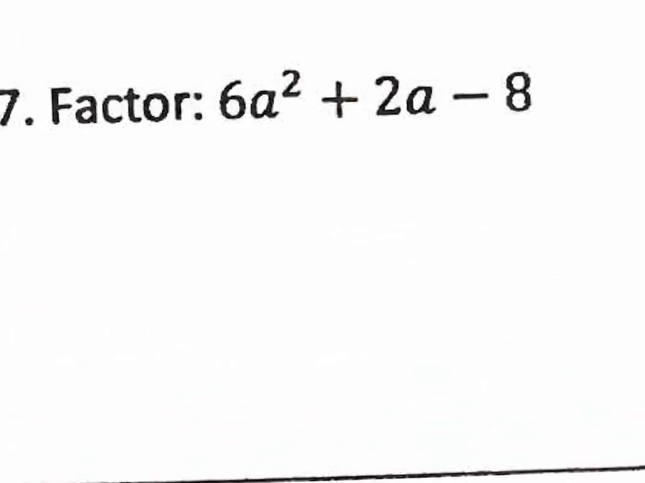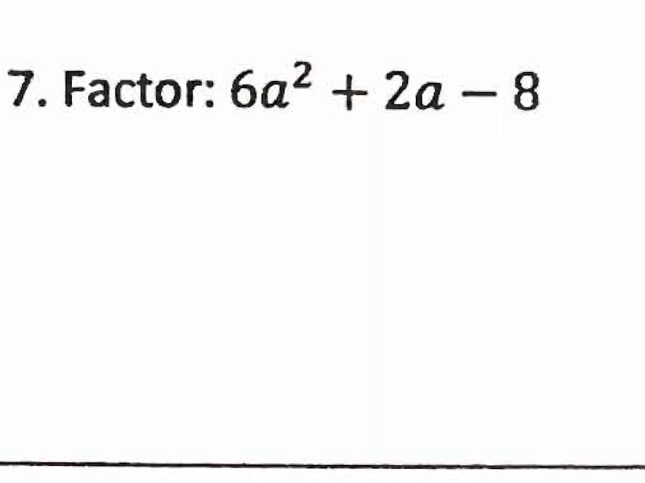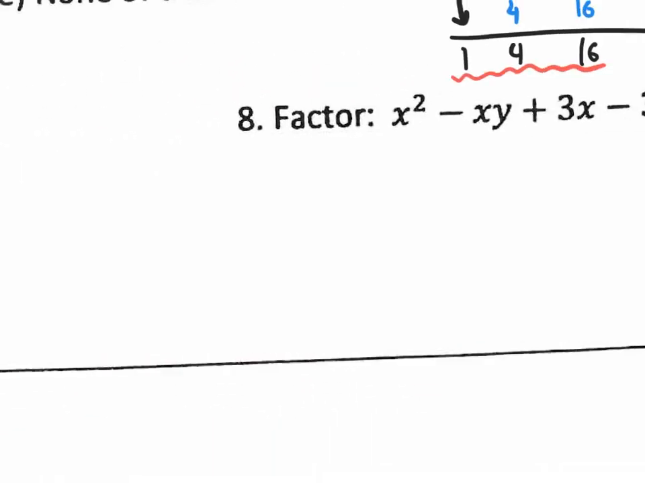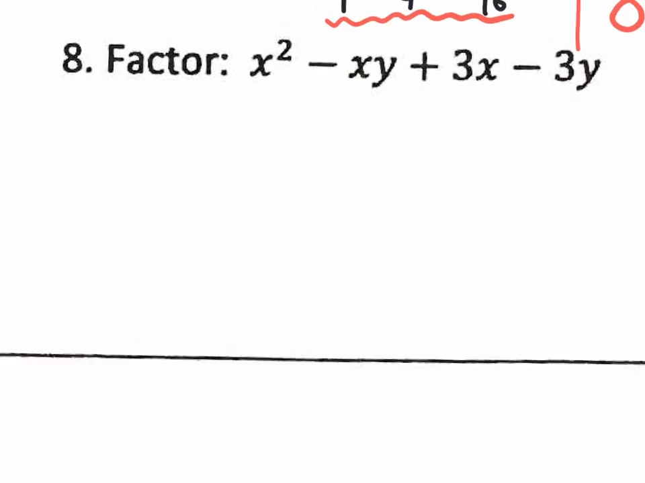Should we skip this one? You guys should be able to factor that, right? Yeah. You factor out the GCF of 2, and then you still have to do that multi-step process to factor the inside of the parentheses, going a times c, thinking of the multiples of that answer that combine to give you b. If you need help on number 7, watch my other video on my YouTube channel.